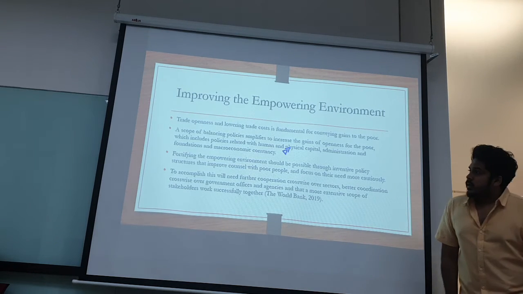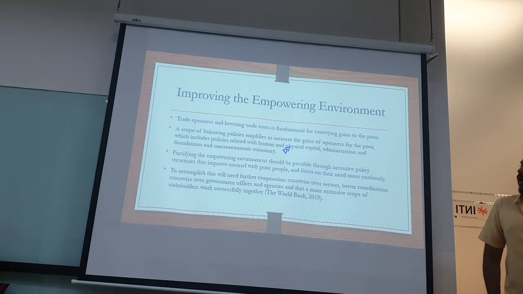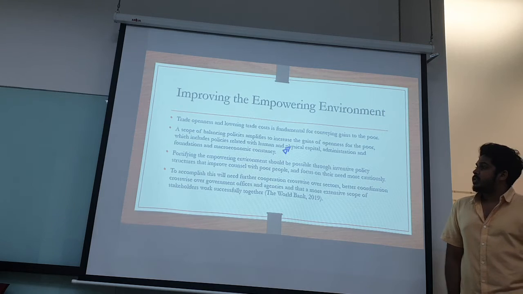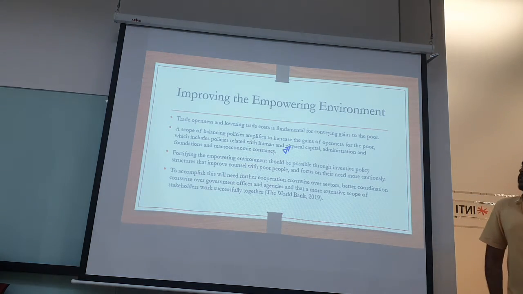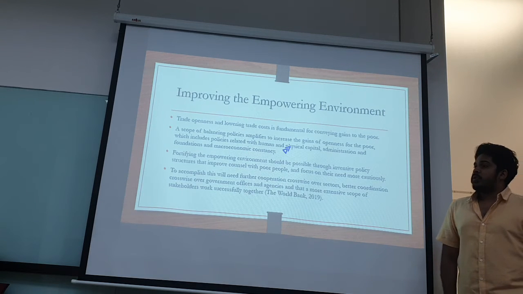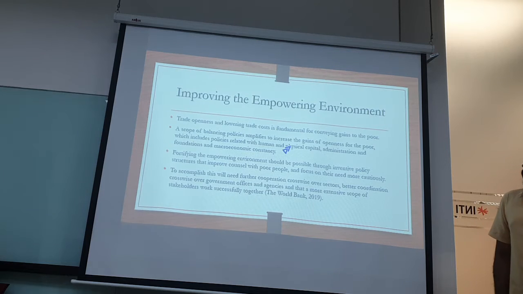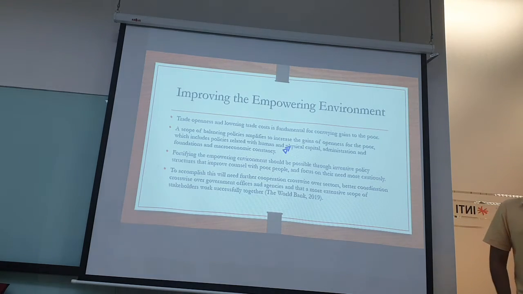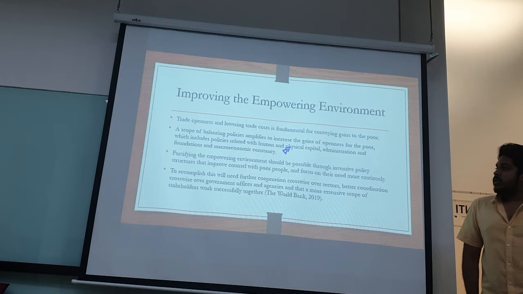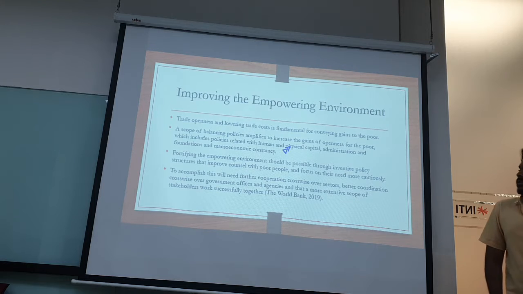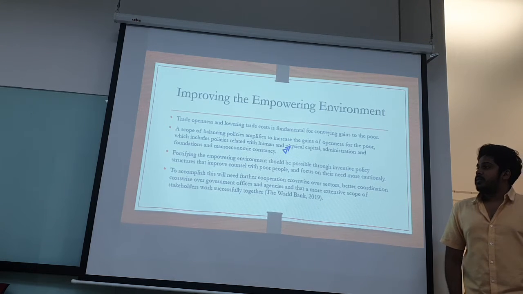The next is that strengthening the empowering environment should also be possible through inventive policy structures so that it can improve consultation with the poor people, and this will focus on their needs more carefully. To accomplish this, we will need further cooperation across the sectors for better coordination over government offices and agencies, and so that a more extensive scope of stakeholders work successfully together.